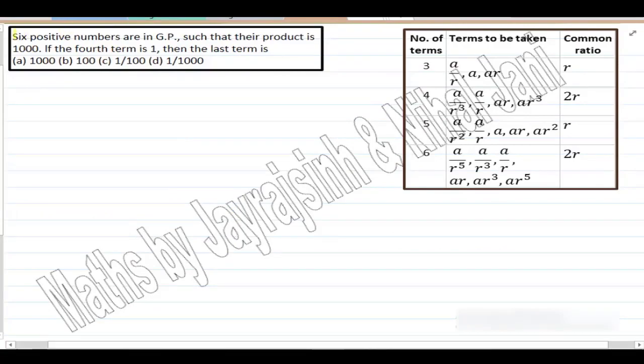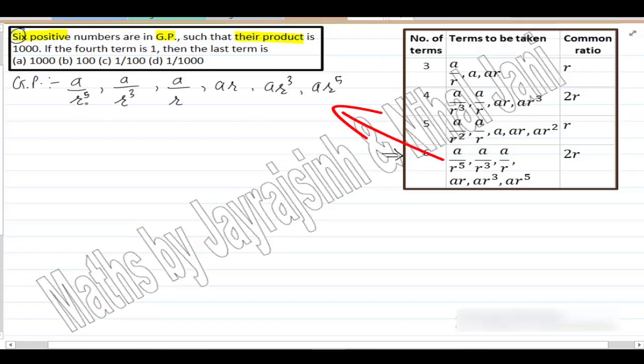The question is, we have 6 positive numbers in GP such that their product is 1000. Actually, whenever we have the product of GP terms, we have to assume from this table. Now here we have to assume 6 terms. So let's assume our 6 terms are a by r raised to 5, a by r cube, a by r, ar, ar cube and ar raised to 5. Now their product is 1000.